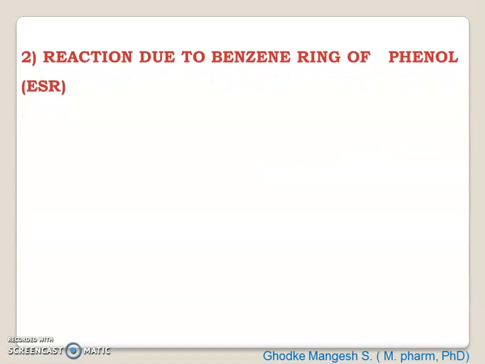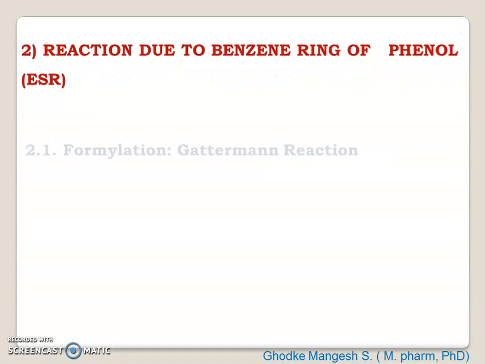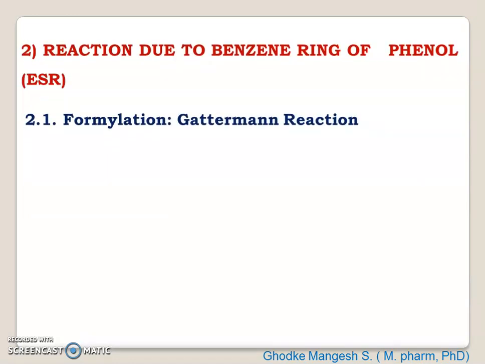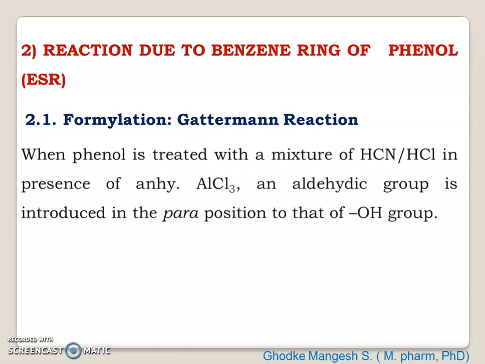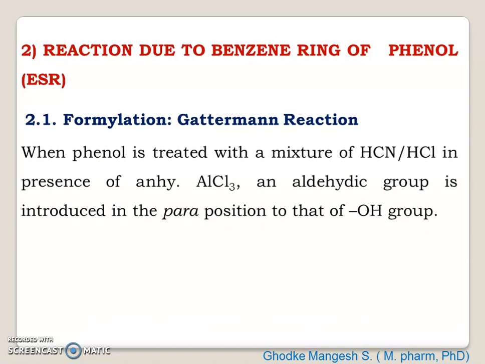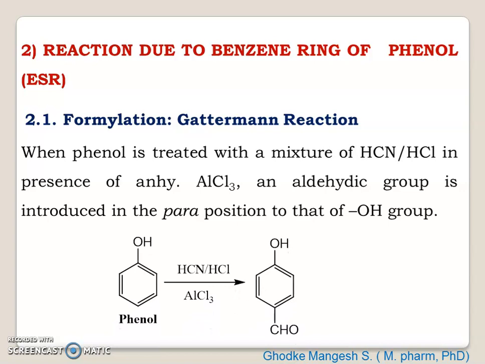The next reaction is the reaction due to the benzene ring of phenol. It is also known as the electrophilic substitution reaction. In that, the first reaction is the formylation reaction, that is the Gattermann reaction. When phenol is treated with a mixture of HCN/HCl in the presence of anhydrous AlCl3, an aldehyde group is introduced in the para position to that of the OH group. So this is the general reaction for the Gattermann formylation reaction.